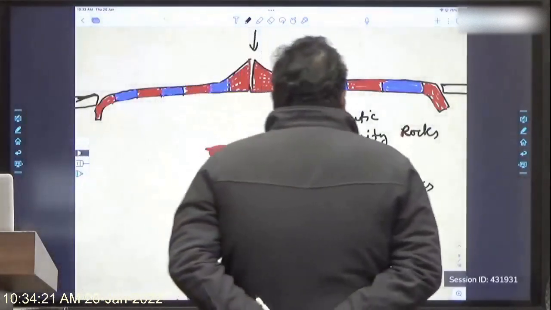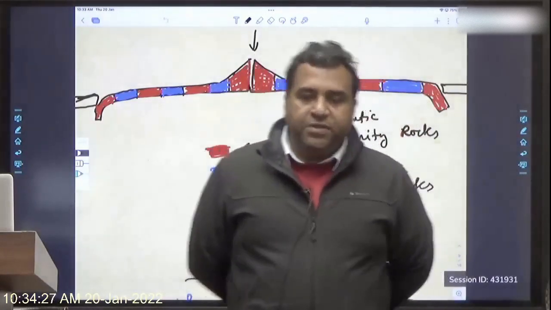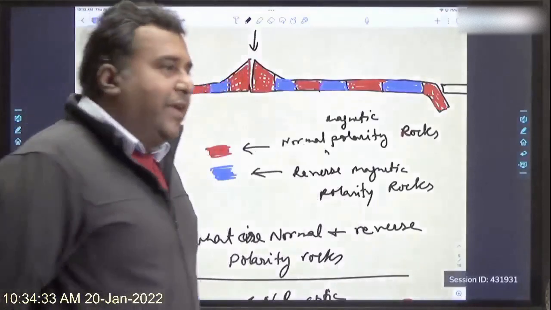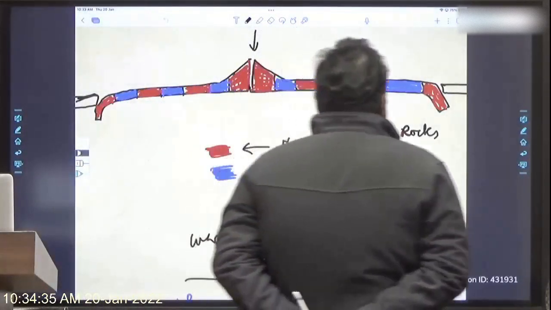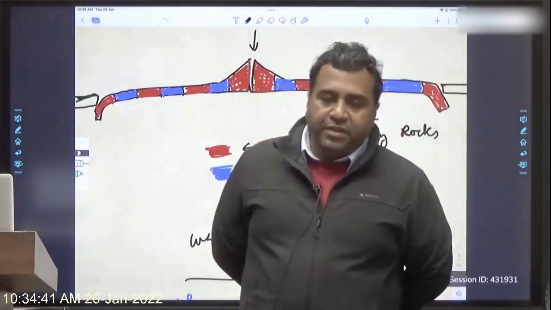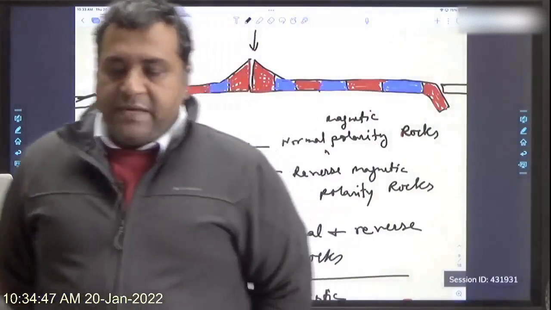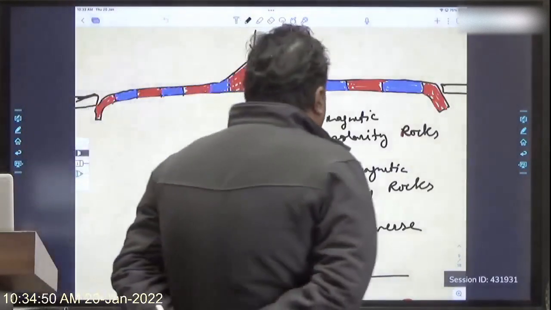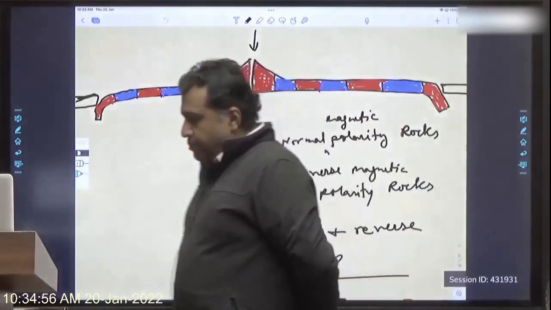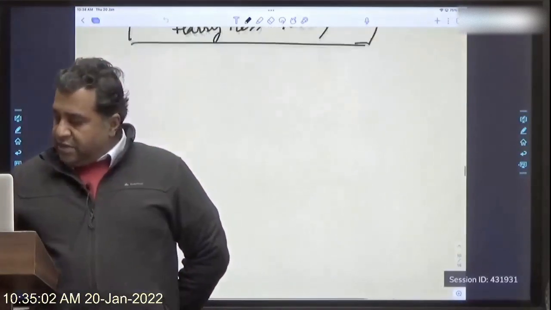But it was the first theory, the seafloor spreading theory. This is the good thing about this theory. It was the first theory to broadly explain the major characteristics and formation of the ocean floor. Okay, with this we come to the end of the seafloor spreading theory.